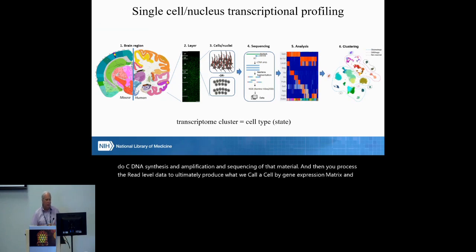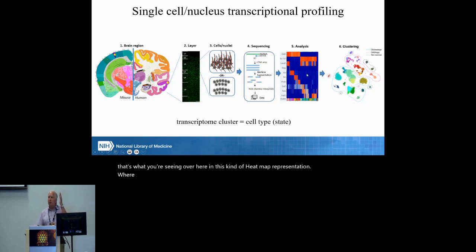And that's what you're seeing over here in this kind of heat map representation, where each column corresponds to an individual cell and each row corresponds to a gene, with the color corresponding to the expression level for that gene in that cell. And then typically what we do is we want to group together cells that have similar transcriptional profiles, and we do that by using unsupervised clustering. And so that's what you see over here on the right-hand side, where we've taken this and we basically grouped all these cells together into a single cluster because they share a very similar expression profile.